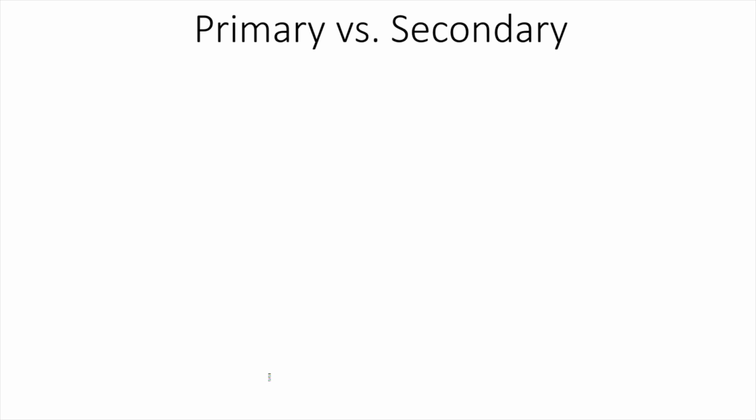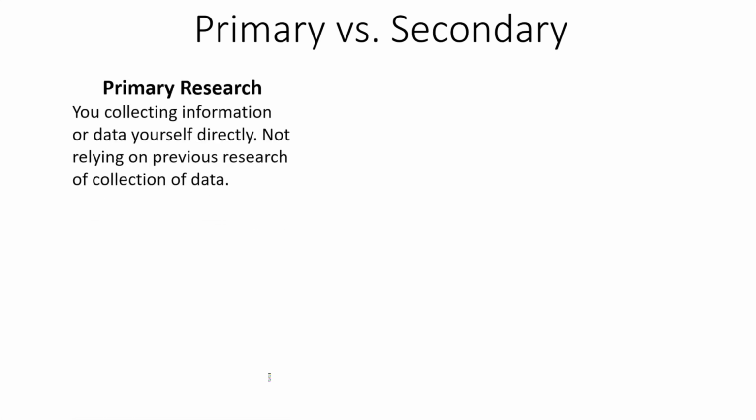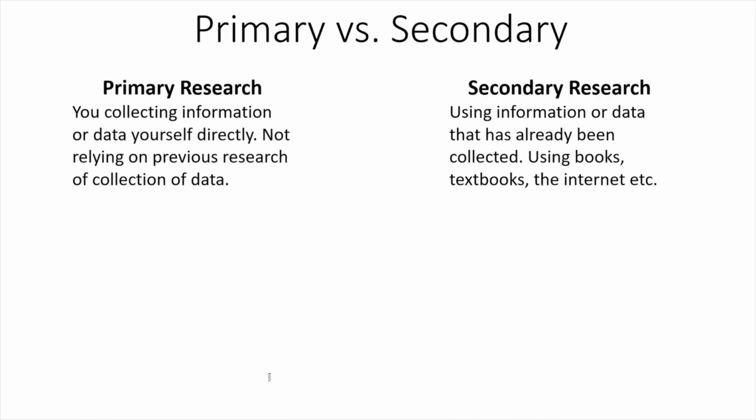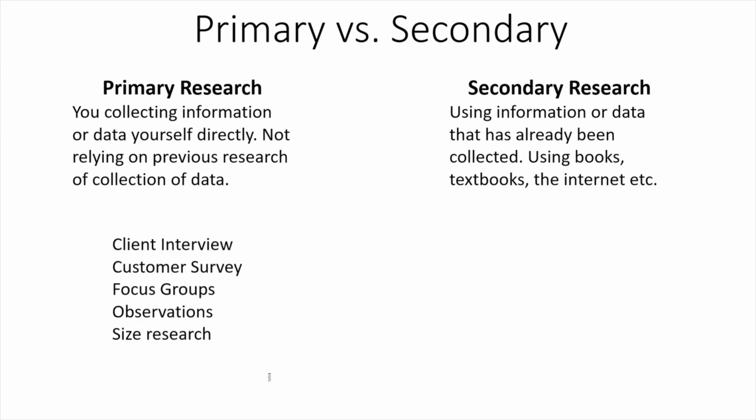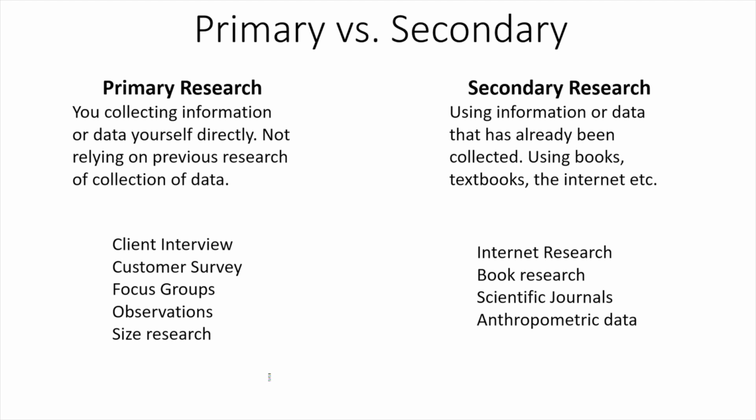So we've got primary and secondary. We know primary is something you've gone away and completed yourself, and we know secondary is something you've already taken from somewhere else, for example, like the internet. Some examples of primary could be your client interview, a customer survey, etc. And some examples of secondary research could be some internet research, or maybe you've looked at some scientific journal to back up your problem. You need to make sure you've got both of these.